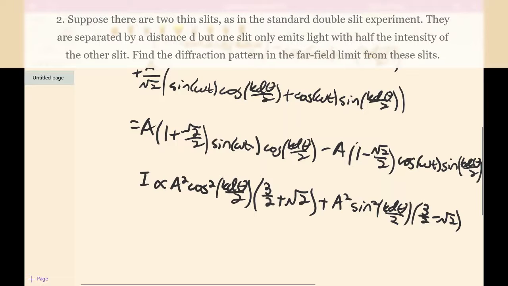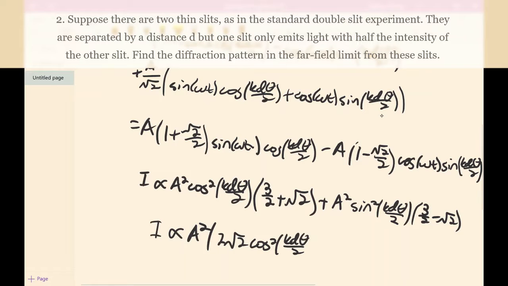So then we have some terms. We would eventually get, I believe, I is proportional to A squared times something like 2 root 2 cosine squared k d theta over 2, and then plus, I believe it would be, minus 2 root 2 plus 3, all over 2.